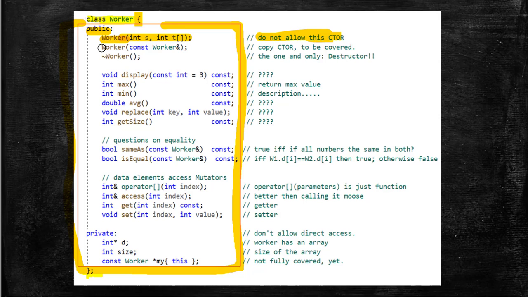Or give me another worker and I'll make a copy of that worker. And a destructor. There's only one destructor, so that's why I say the one and only destructor. Next, there are things. Well, what does this thing do? Well, the idea is it's going to be an array of unknown size.